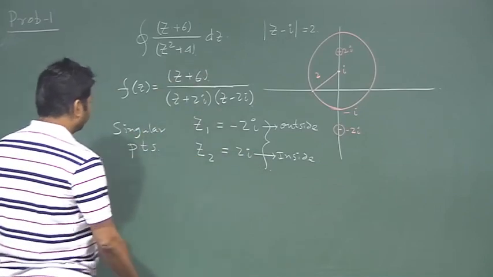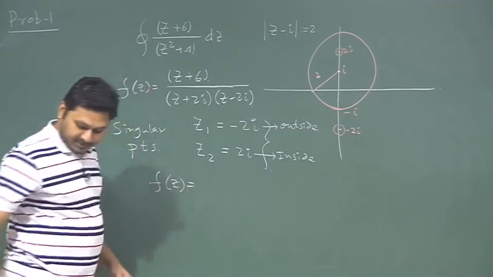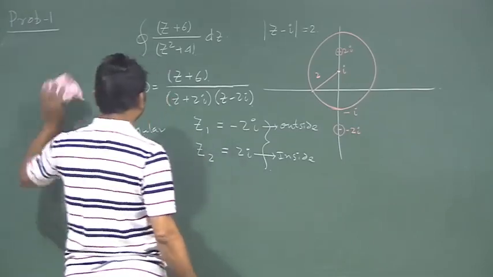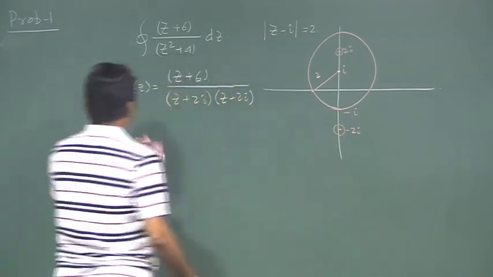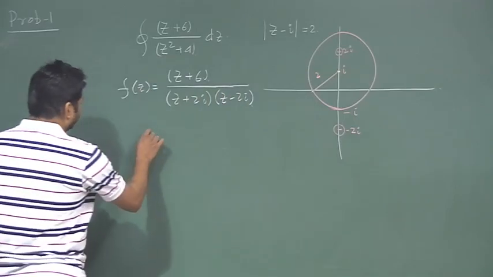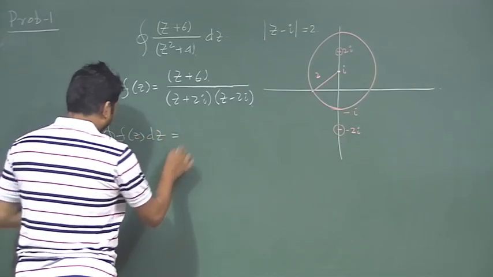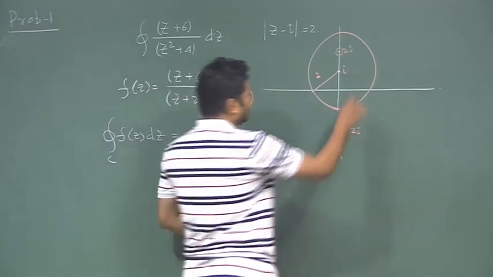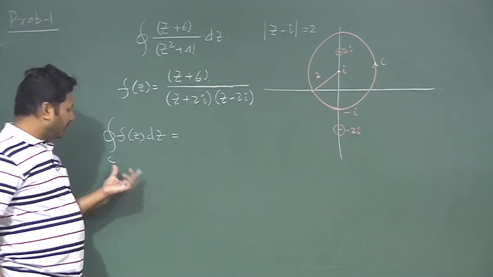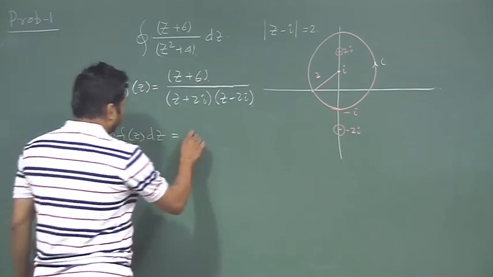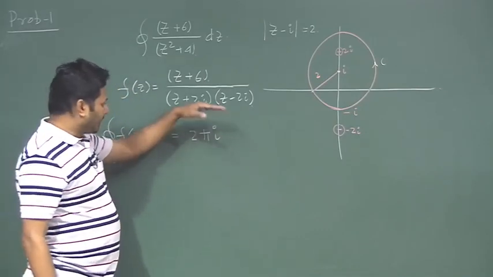So, now I can evaluate this. Let me directly do the problem, because I know where the singularity is. What should be the result? What is the formula? The closed integral of f(z) dz, where this closed contour is C, if I integrate over this region, I will get 2 pi i times the summation of residues.